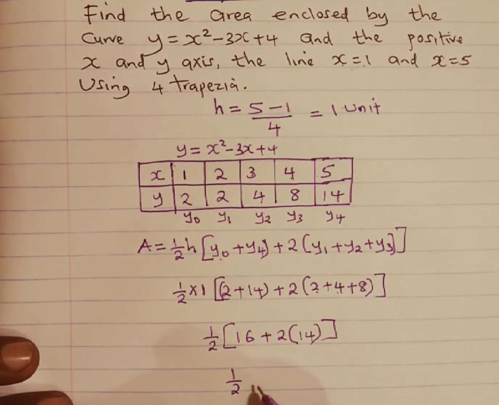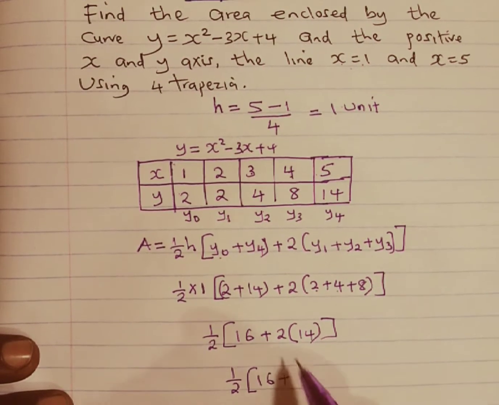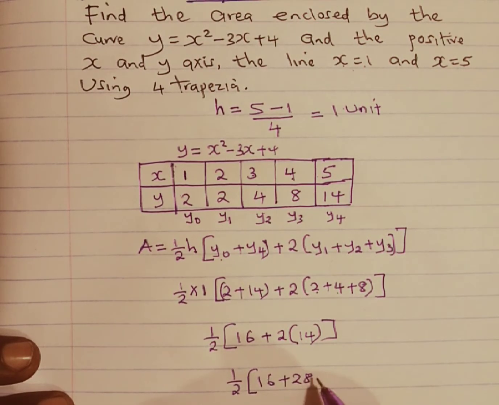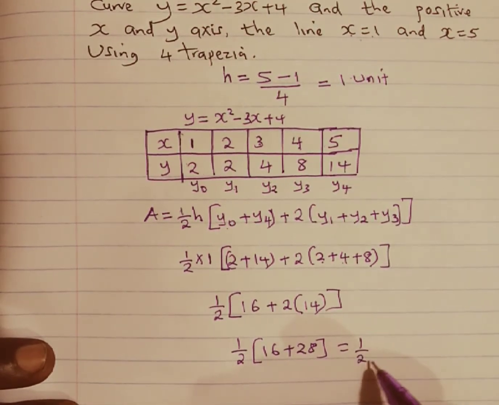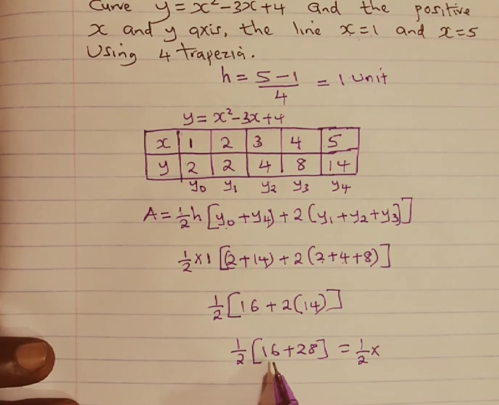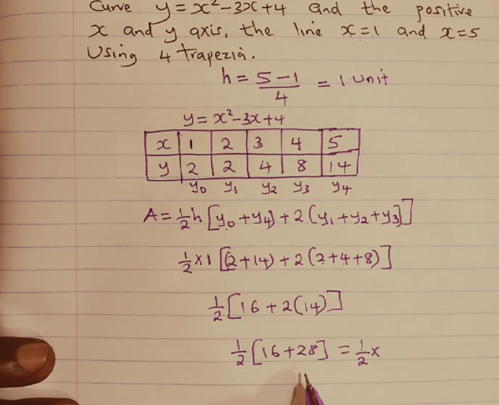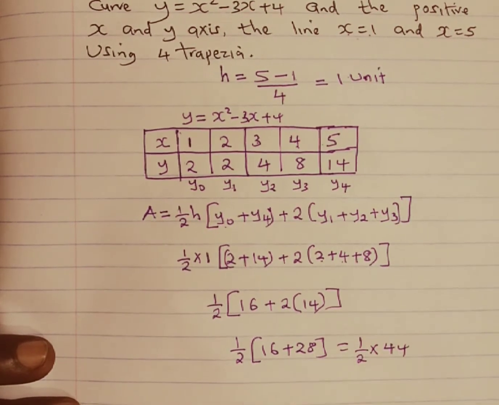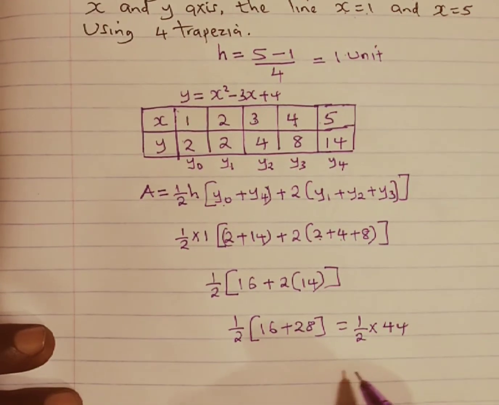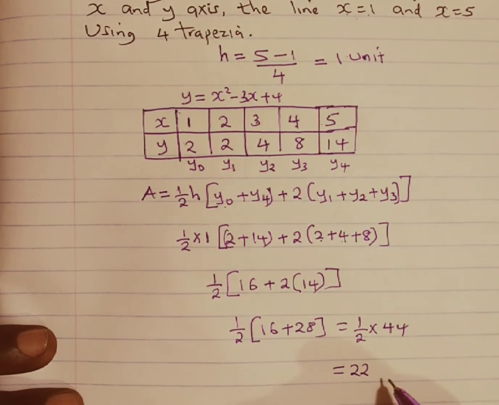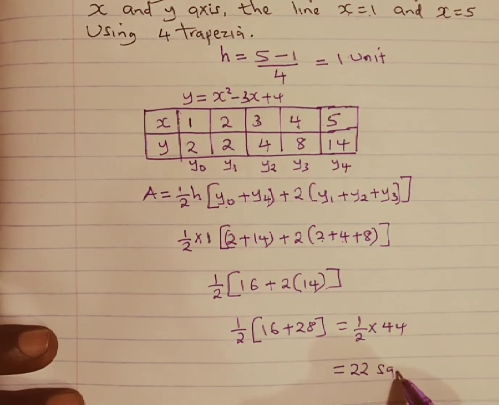We move down, we shall be having half into, we have 16 plus 2 times 14 will give us 28, and this one is going to be equal to half. We multiply by the sum of the two, which is 16 plus 28, will give us 44. So this will be half times 44, and if you take half, you multiply by 44, this one will be equal to 22, and this is the area of this region, which is given in square units.